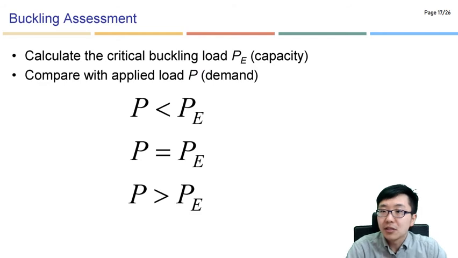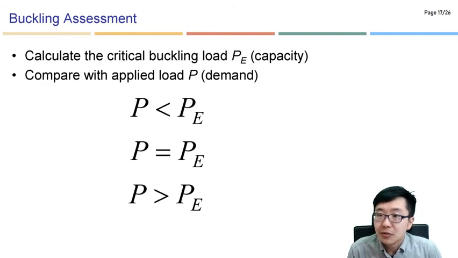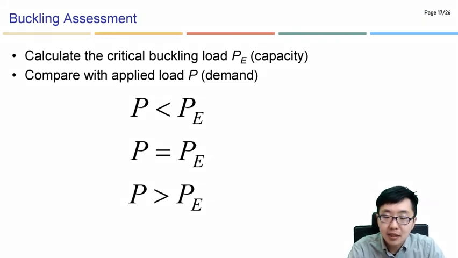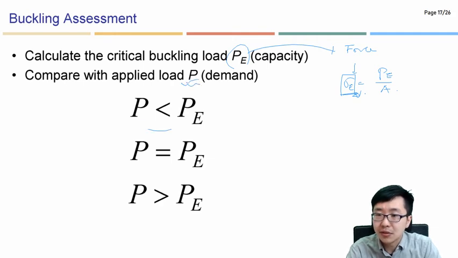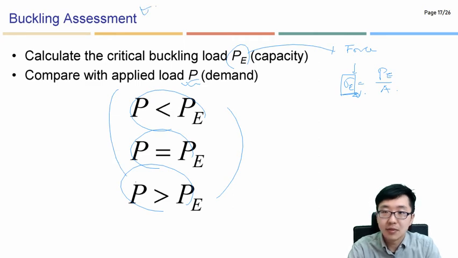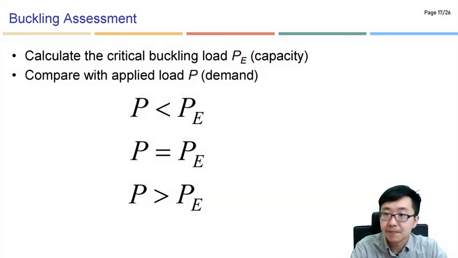So let's move on. Buckling assessment. We can calculate the critical buckling load, PE. And after that, this is the force, which means that we can calculate the stress values. How? PE over sectional area. So that will be the elastic buckling strength. So basically they are talking about the P. Based on these, they can do the assessment of the buckling.